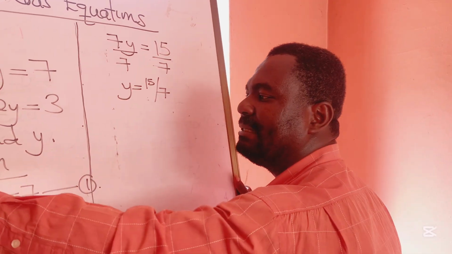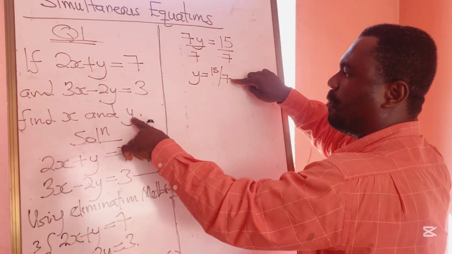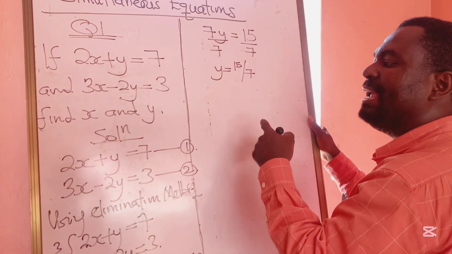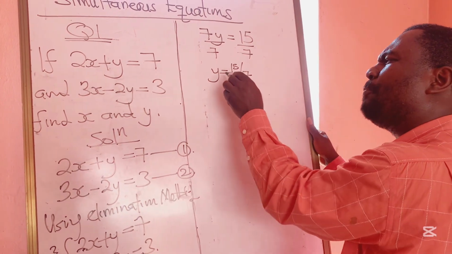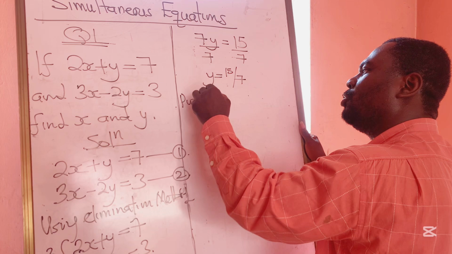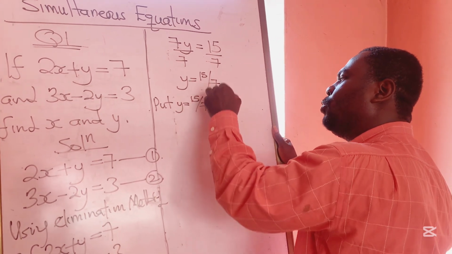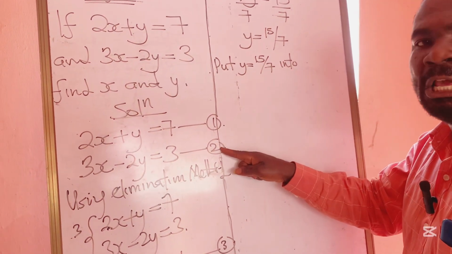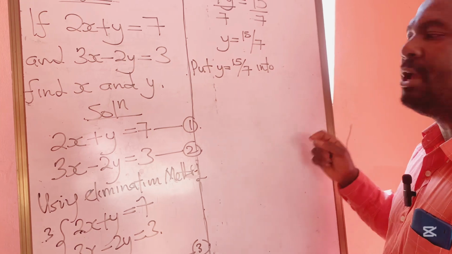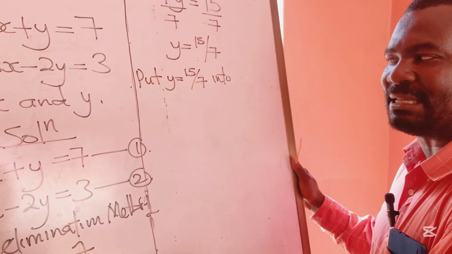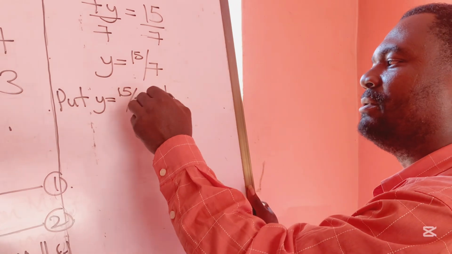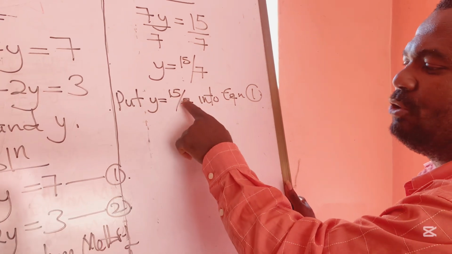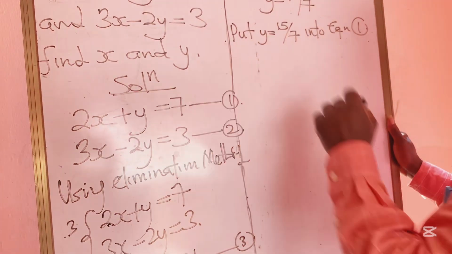We were asked to find two variables. Now we've gotten our y, then we have to use this y to find x. So in order for us to get our x, we have to put this y we've gotten, which is y equal to 15 on 7, into one of the equations. You can choose equation 1 or equation 2, but I prefer to choose equation 1. If you choose equation 2, you are going to get the same answer. So put y equal to 15 on 7 into equation 1.